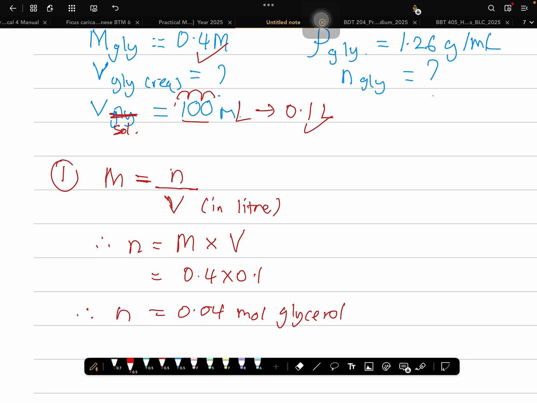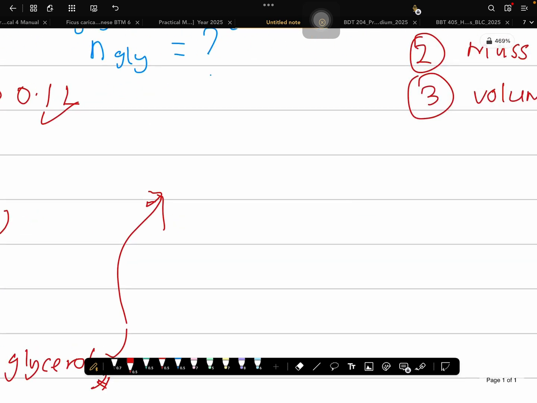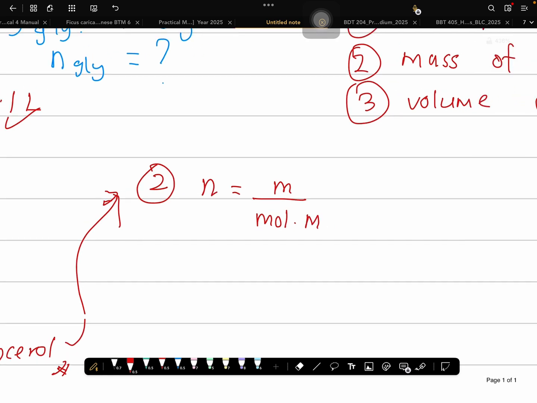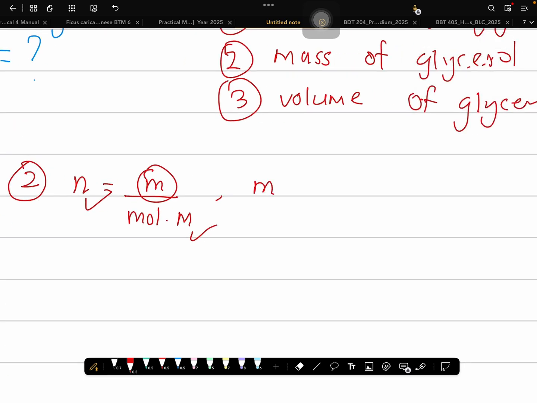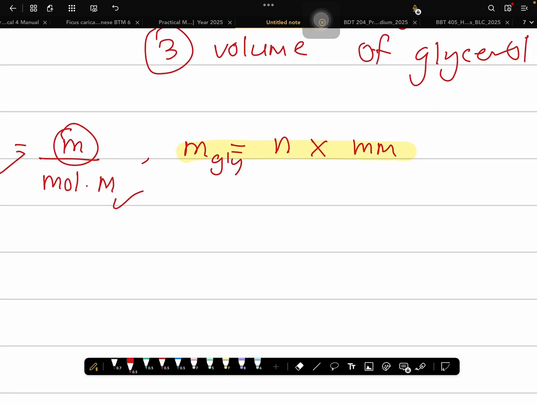And then the second step is you must find the mass of glycerol by using the formula number of moles, n, equals mass divided by molar mass. Here we have the number of moles and we can find the molar mass of the glycerol, so we can get the mass of the glycerol. By rearranging the formula, we get the mass of glycerol equals the number of moles times the molar mass of glycerol. MM stands for molar mass. So using this formula, mass glycerol equals number of moles of glycerol times molar mass of glycerol.